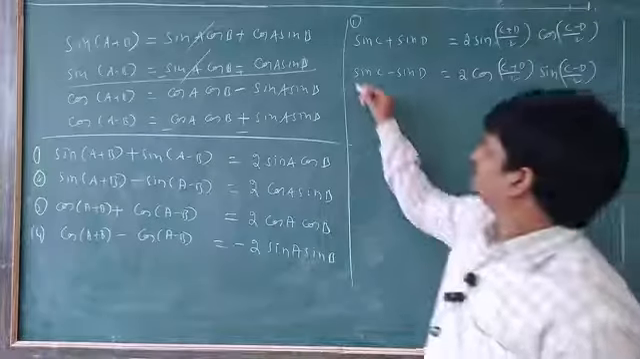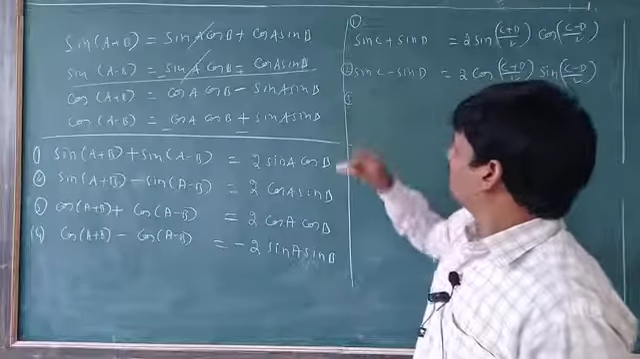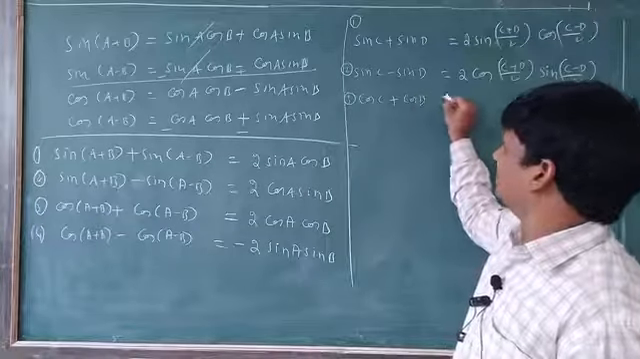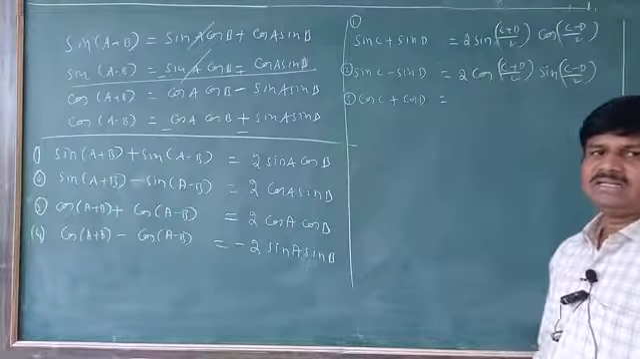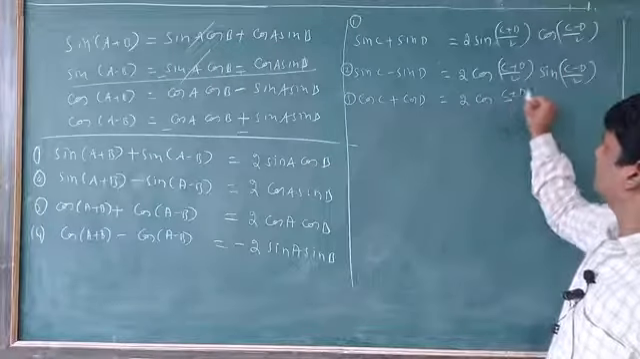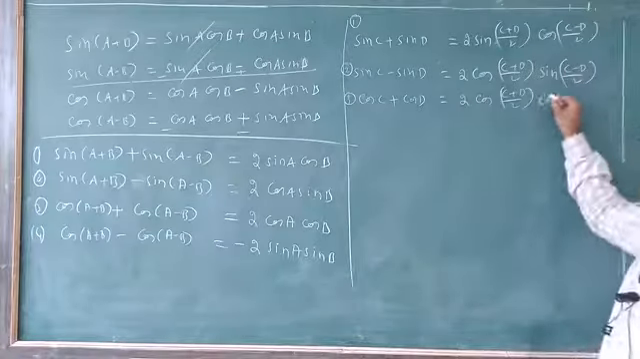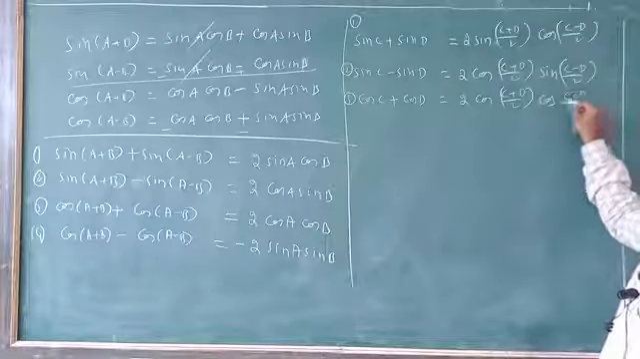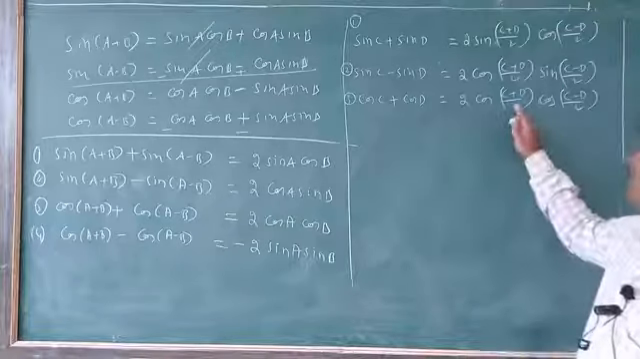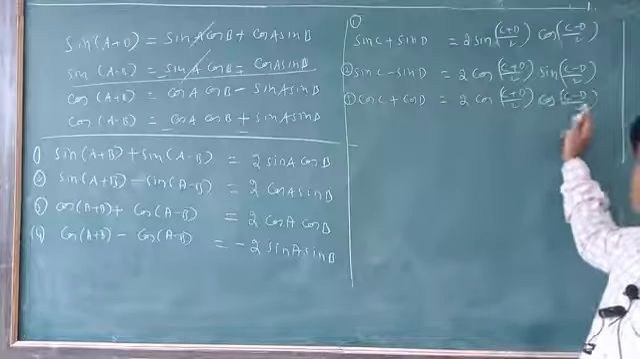Next, third one, cos c plus cos d. What is the formula? 2 cos of (c plus d) by 2 into cos of (c minus d) by 2.